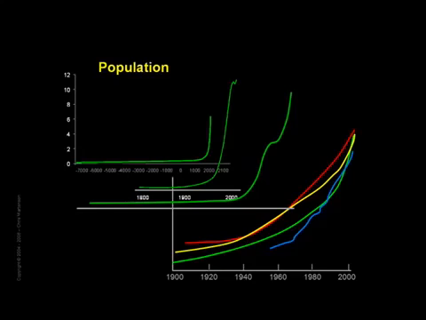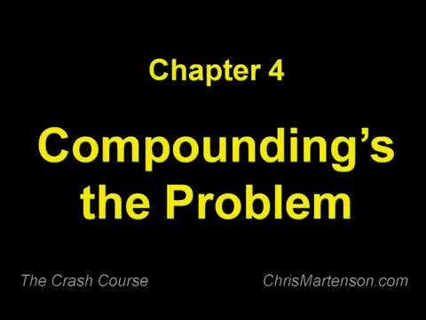The fact that you live here, in the presence of multiple exponential graphs relating to everything from money to population to species extinction, has powerful implications for your life and the lives of those who will follow you. It deserves your very highest attention. Let's move on to an example that will help you better understand these graphs. Please join me for Chapter 4, Compounding's the Problem.